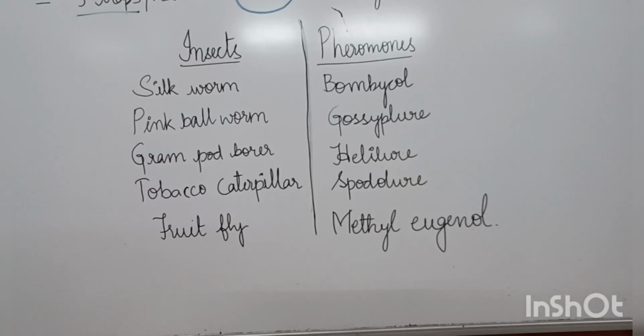These are some examples of the insects and the pheromones used. First one is the silkworm. For silkworm, bombicol is used. If we know the scientific name of the insect, then we can easily identify the pheromones used for that particular insect.